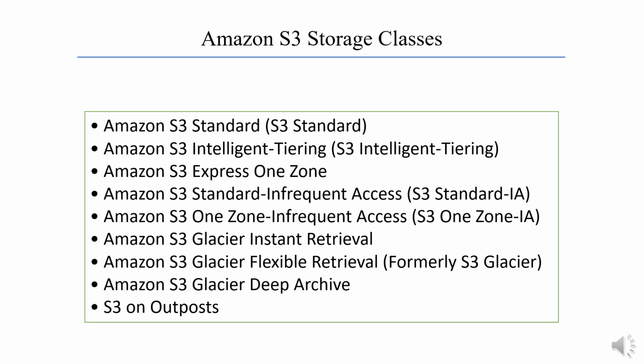Amazon S3 Express One Zone. This storage class offers high performance. Data is stored in a single availability zone. This class delivers consistent single-digit millisecond data access for your most frequently accessed data and latency-sensitive applications. It allows you to select a specific AWS availability zone within an AWS region to store data.